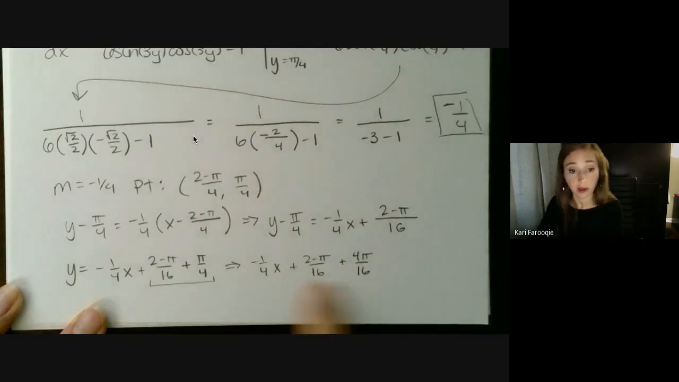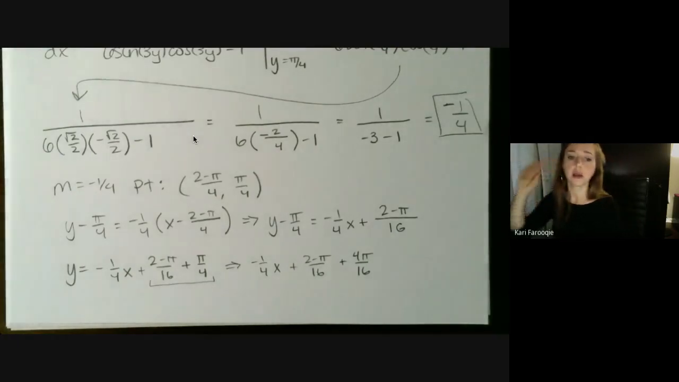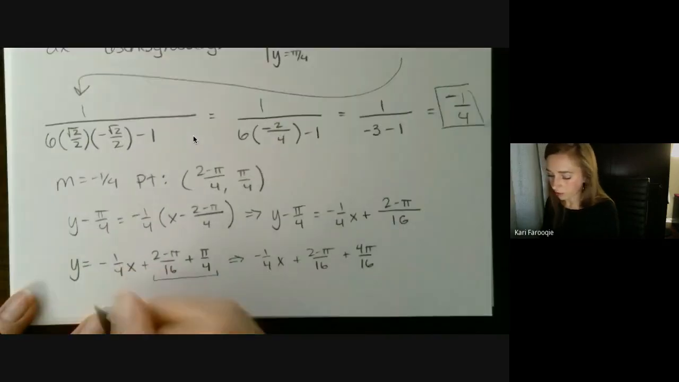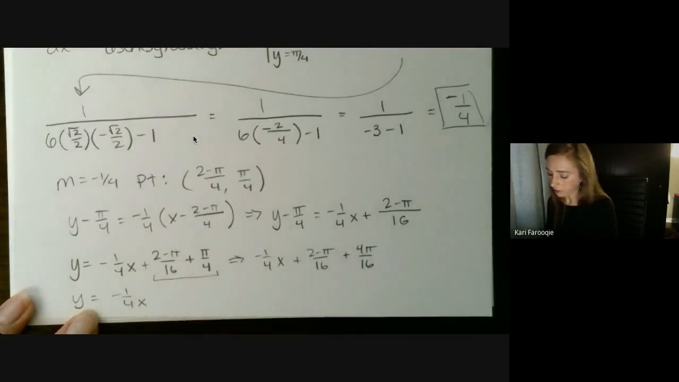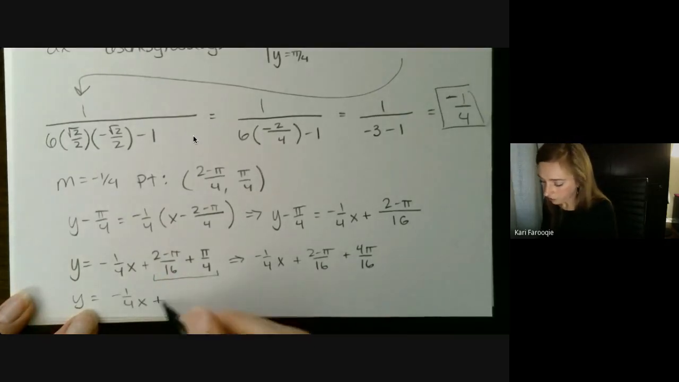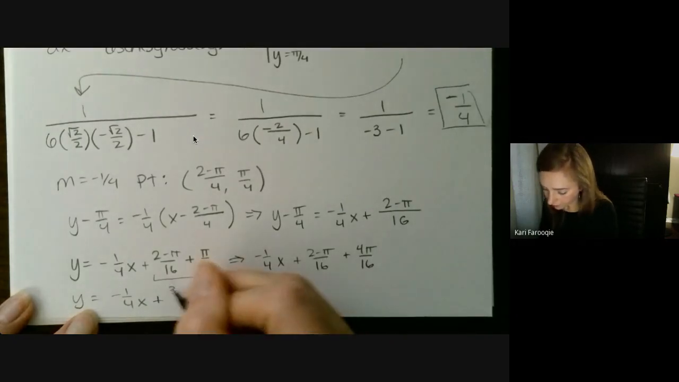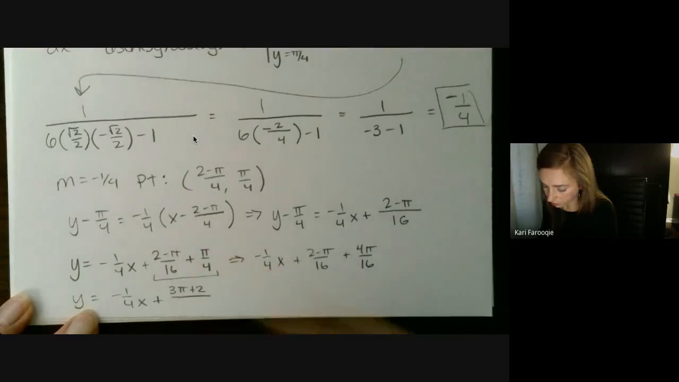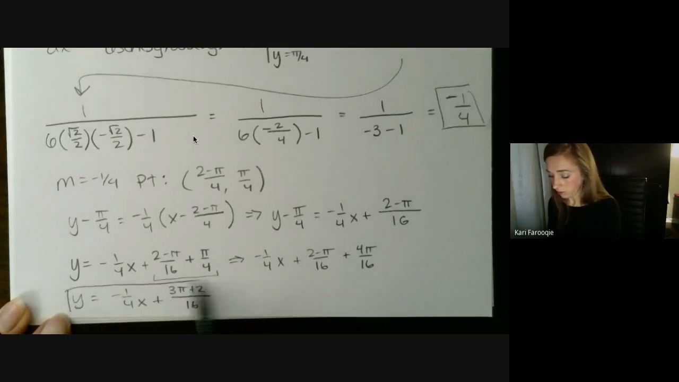And then you can add these two fractions together by keeping the same denominator and adding their numerators. And that's about as far as I would want you to go with this. So we have negative 1/4 x, and then plus negative pi plus 4 pi is 3 pi. You'd have 3 pi plus 2 divided by 16. And that is just fine.